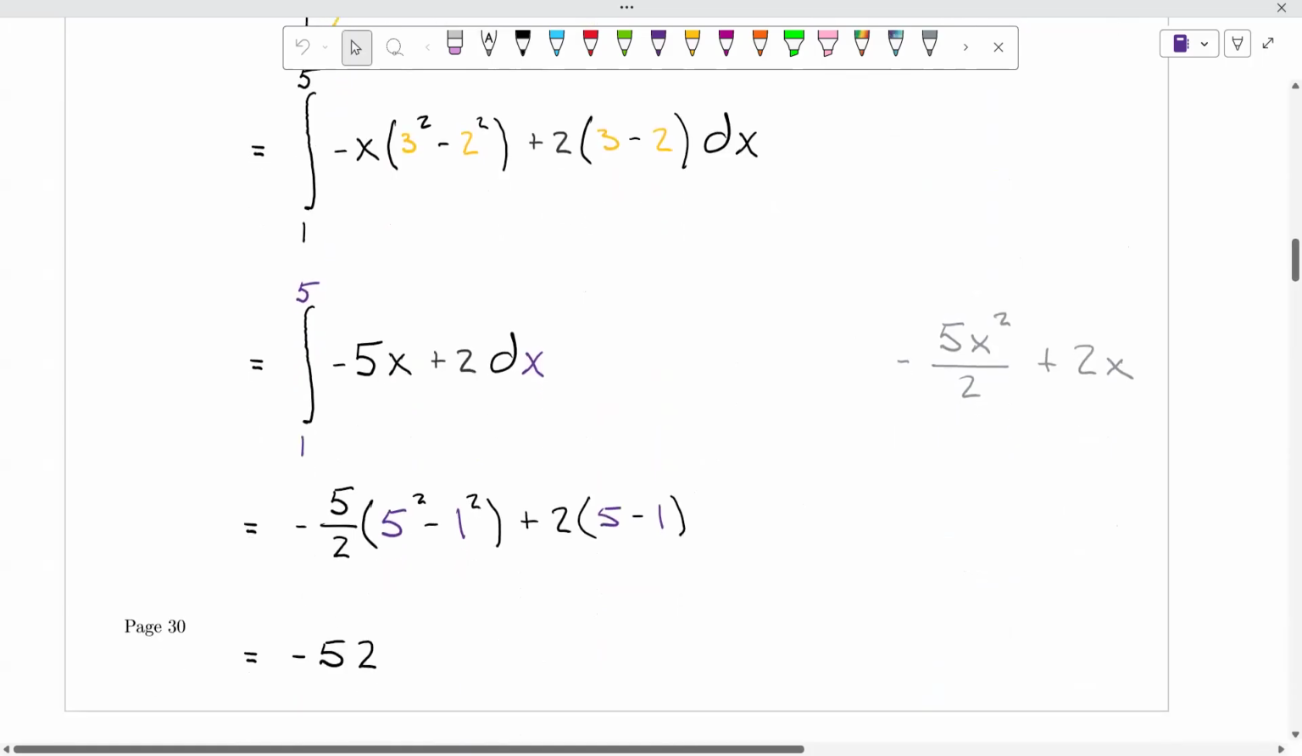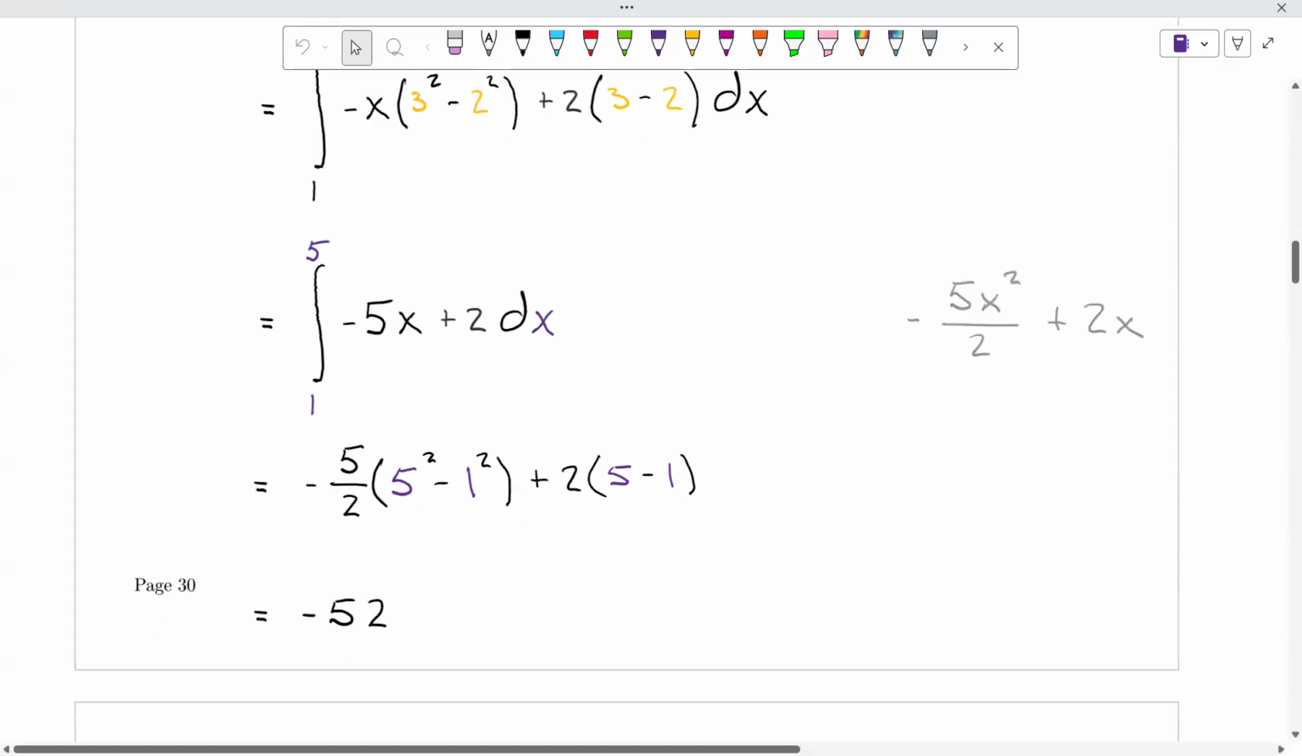By the time I'm done, I'm just integrating negative 5x plus 2. And then we're really just back to a Calc 1 integral. Negative 5x squared over 2 plus 2x. Plug some numbers in and end up with negative 52. Or at least that's what I saw.